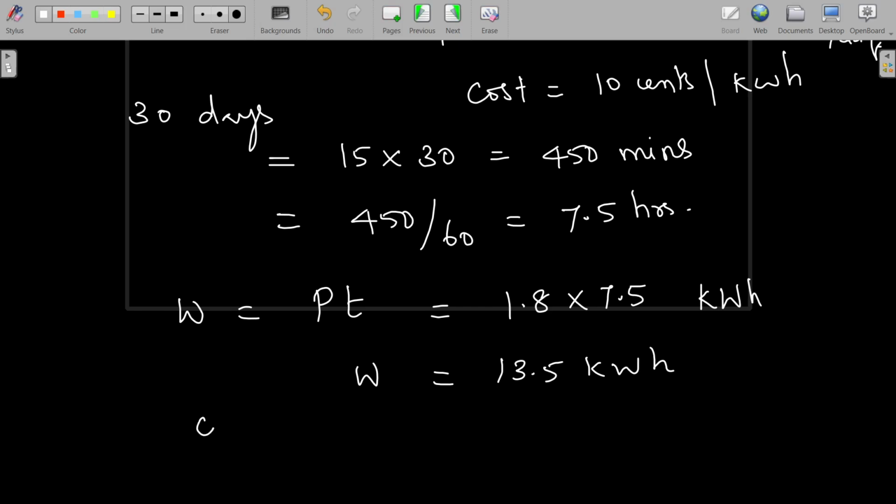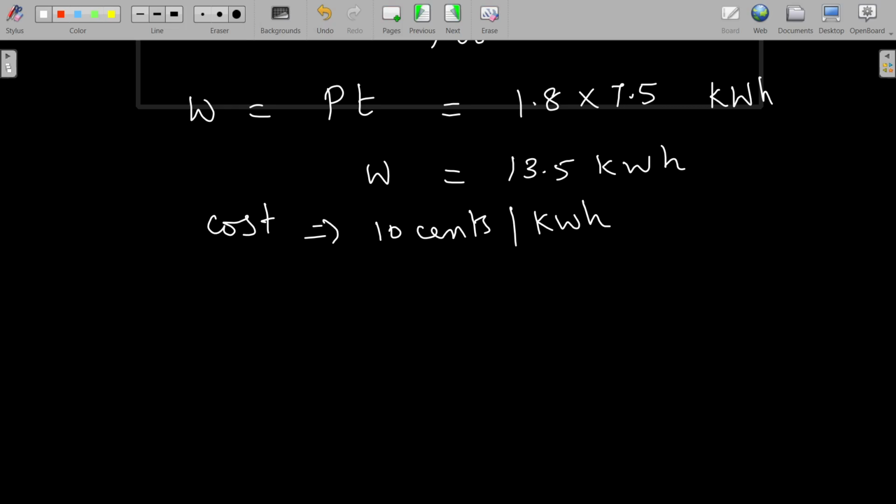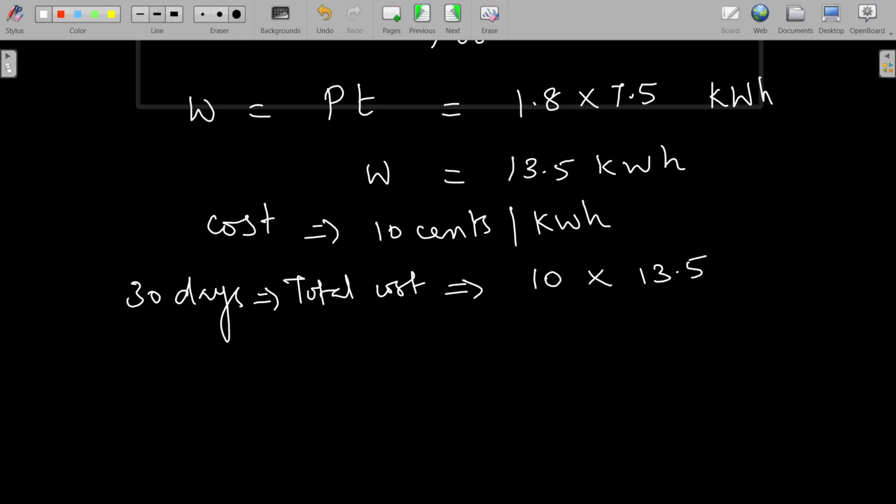But what is the cost? It is 10 cents per kilowatt hour. So the total cost for 30 days is 10 cents per kilowatt hour multiplied by the work done, or the energy. So this is equal to 135 cents. If you want to convert it into dollars, it is $1.35. So this is the answer.